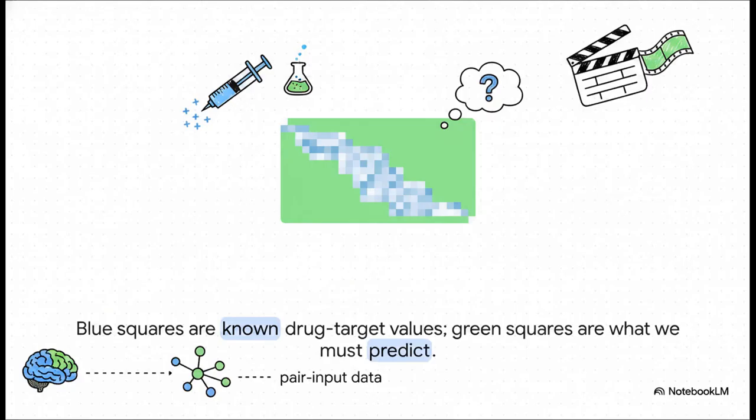So, let's start with a really common scenario. Take a look at this grid. Imagine it represents interactions between a bunch of drugs and various biological targets. Now, the blue squares? That's our known data. Stuff we've actually measured in a lab, like the binding strength between a specific drug and a target. But that giant green area? Well, that represents all the combinations we've never tested. And our big goal is to predict what's going on in all those missing spots.